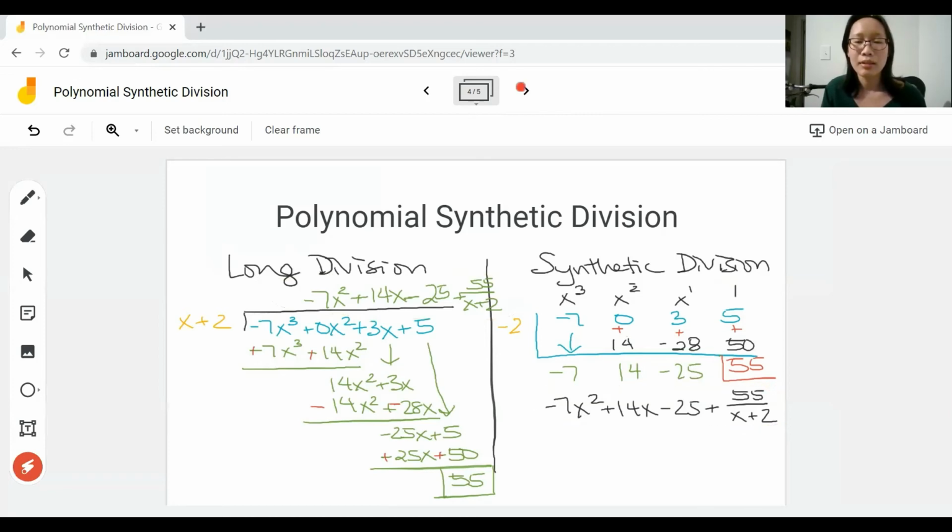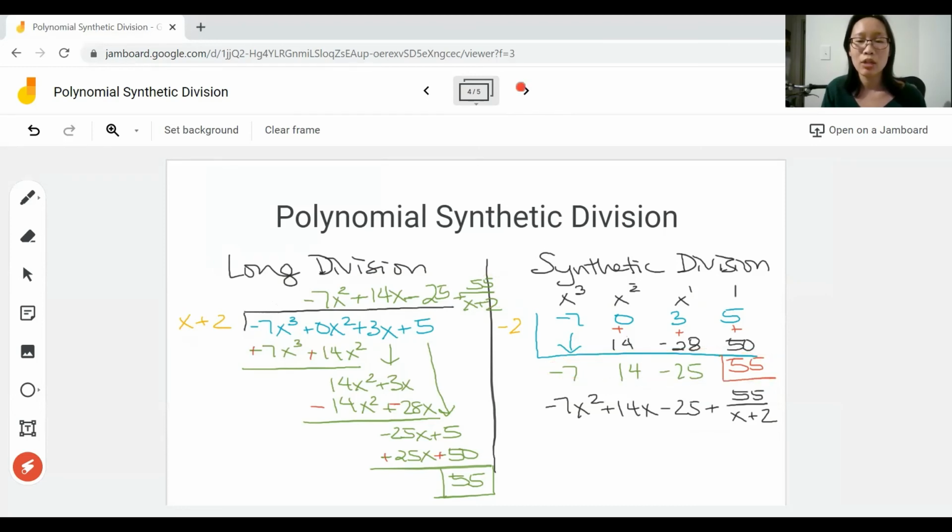So some things to compare and contrast with both forms. You're going to need the standard form with all your exponents accounted for and 0 placeholders as needed. In long division, your divisor is going to be your whole factor, and in synthetic division, you're going to use the 0 of this factor. So you're going to set the divisor equal to 0 and solve for x. In long division, your quotient is on the top, and in synthetic division, it's on the bottom.